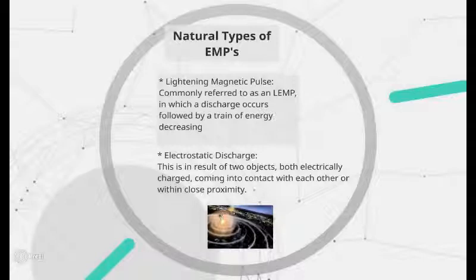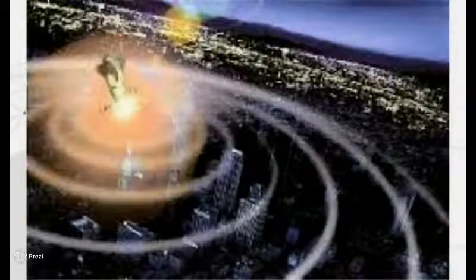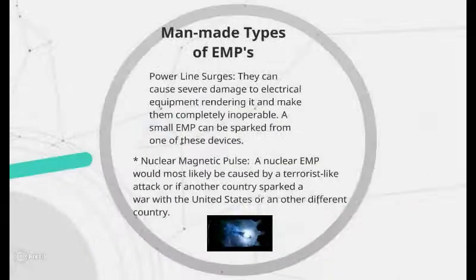Natural types of EMPs. Lightning magnetic pulse, commonly referred to as an LEMP, in which a discharge occurs followed by a train of energy decreasing. Electrostatic discharge. This is the result of 2 objects, both electrically charged, coming into contact with each other or within close proximity. And that is another picture of an EMP blast.